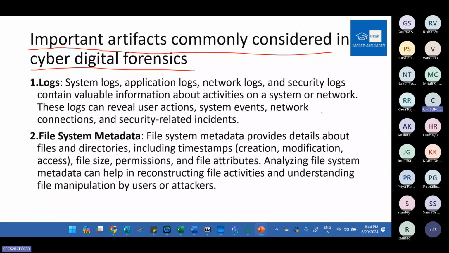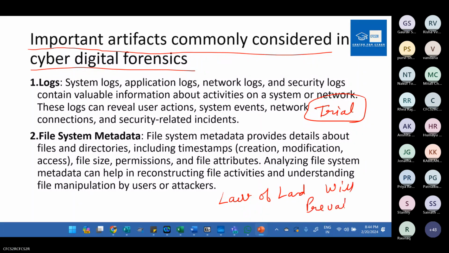What I want to say is the word trial is there. How many of you know what this trial means? Have you heard about this word trial? Yes, sir. In any case where a trial is happening, the law of the land will prevail. So if you are in India, the IT Act will be the governing body.